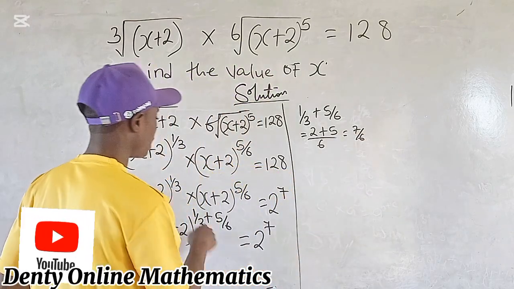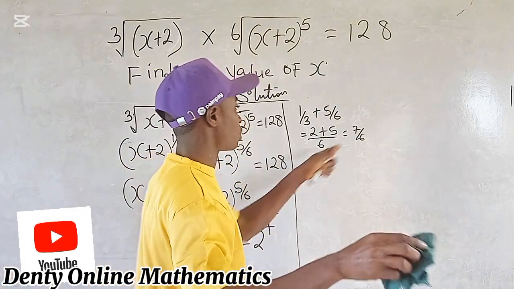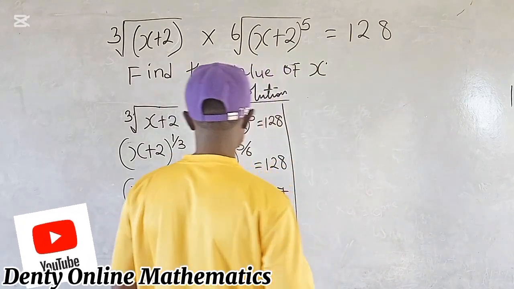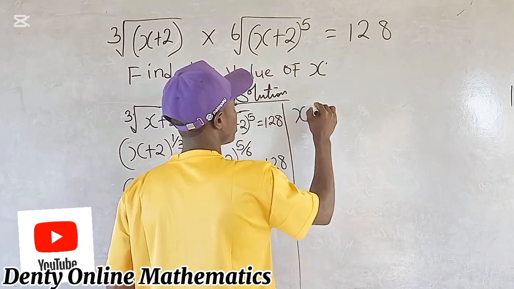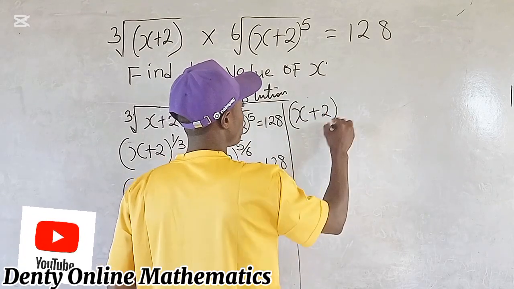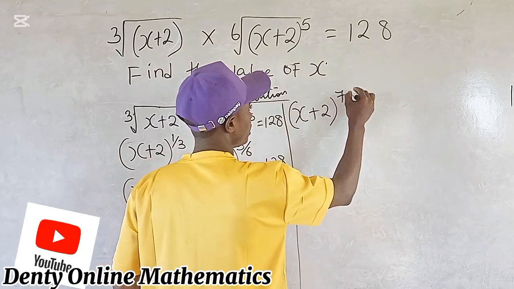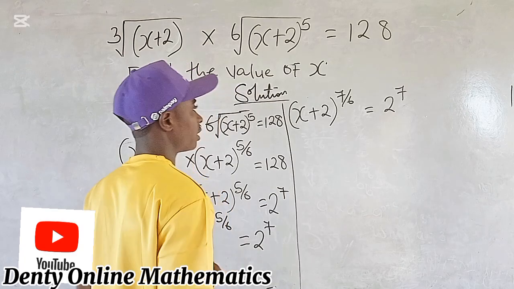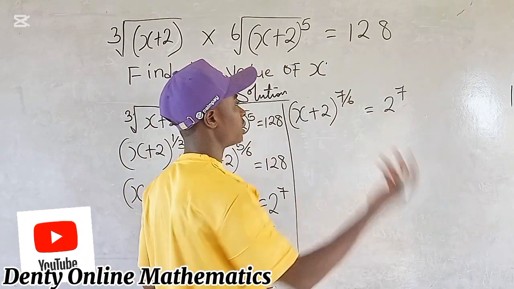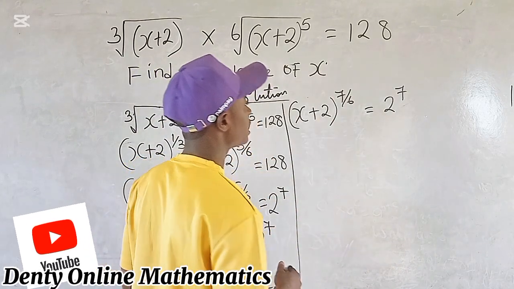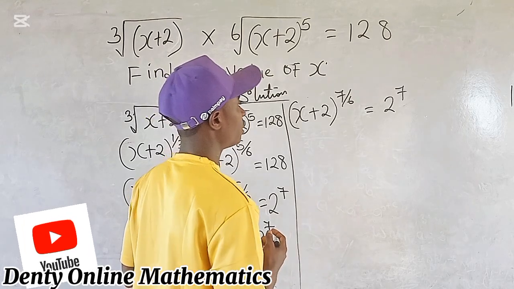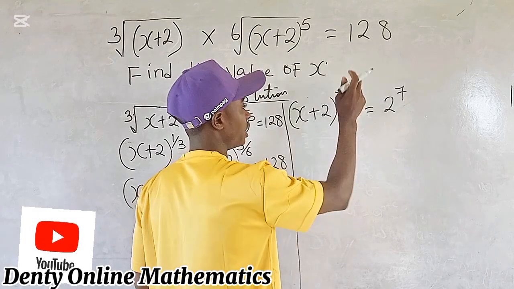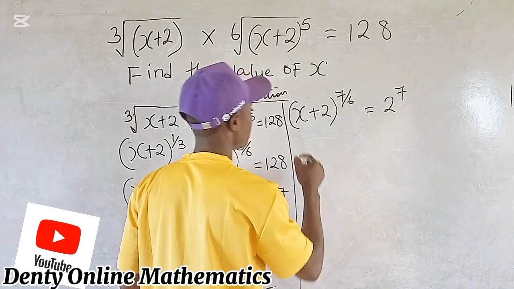That means everything up here, all the exponent, is equal to what? 7 over 6. Now, proceeding further, we are going to have x plus 2 raised to the power of 7 over 6 to be equal to 2 raised to the power of 7. Now let's look at a way to clear out this exponent. If I multiply both sides by 6, I can clear this denominator out.